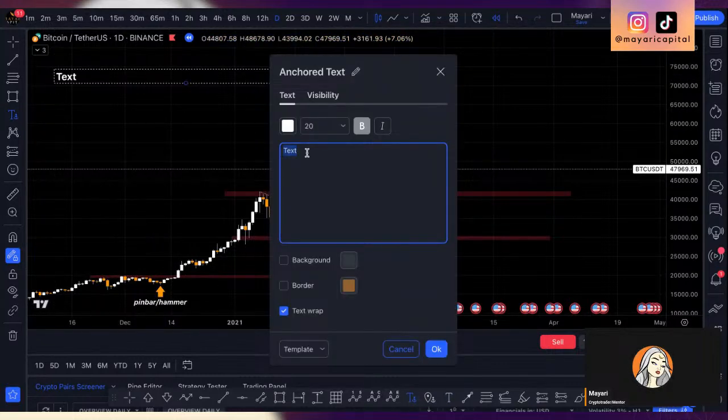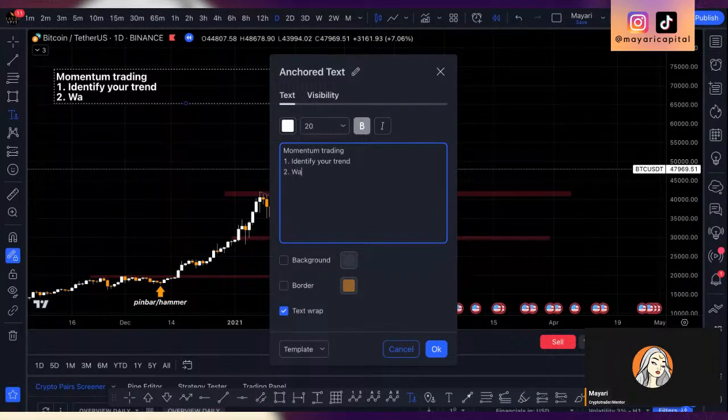Number one, for momentum trading, identify your trend. Second thing, this is what I can tell: wait for correction to happen and do your plan. That's where I can literally tell you that's the safest for you, especially if you're a beginner.